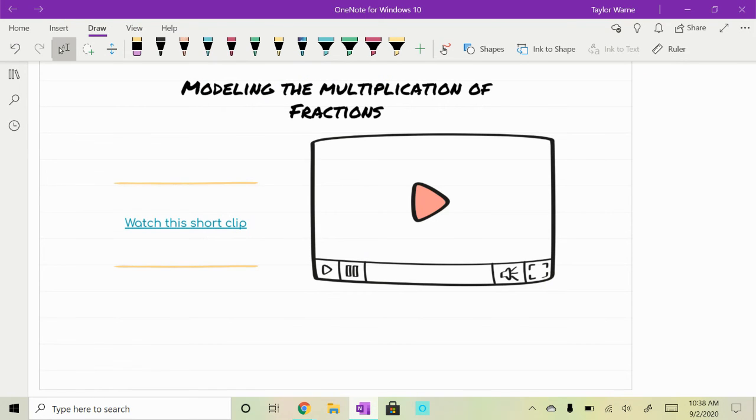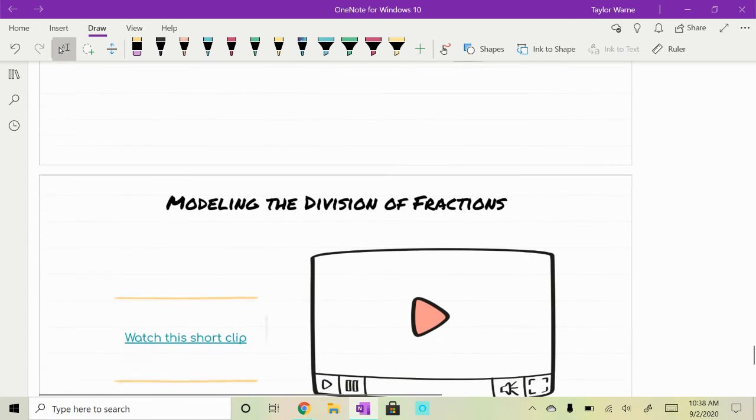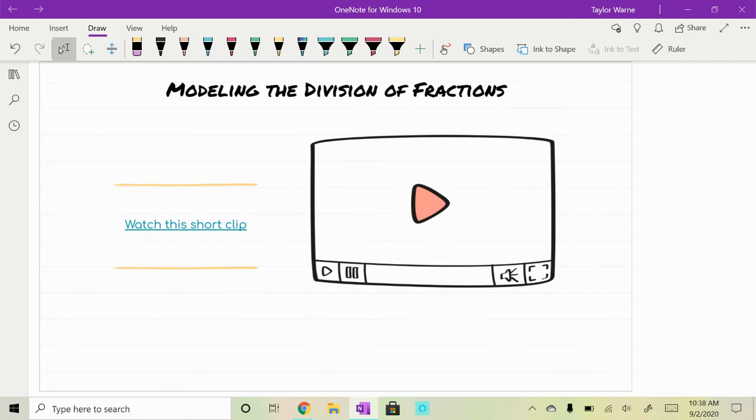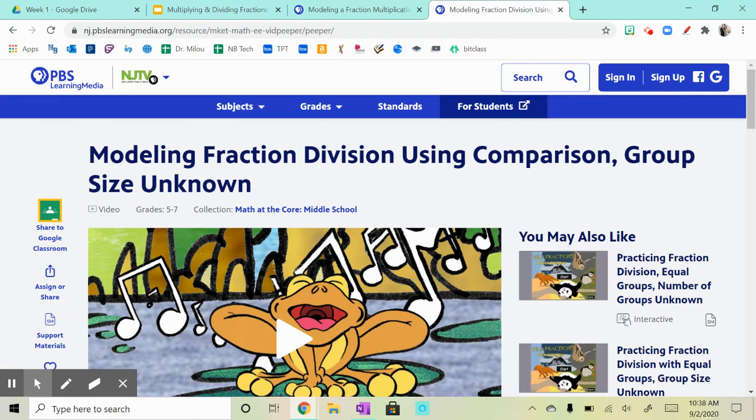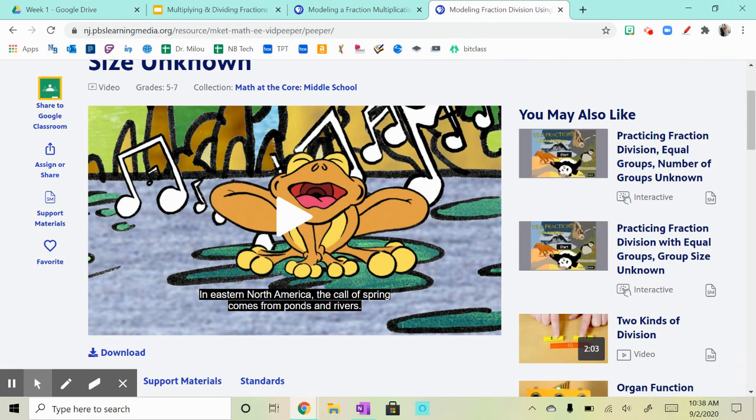So that's a problem. I want you to actually take the time to go ahead and give that a try on your own. And if you get it, I would actually love for you to bring it in for me, and I'll give you some extra credit if you complete it. That goes hand in hand with modeling the division of fractions. So now we are going to go to the same site here, and they have a video.